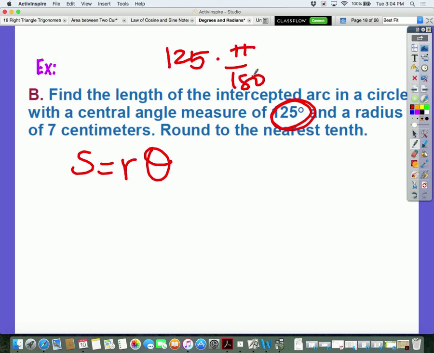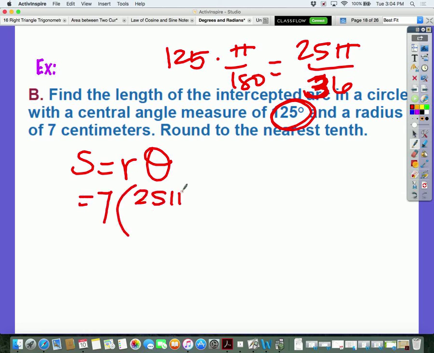And what is that? 25 pi over 36. I put it in my calculator. Okay? So there is your angle. So I plug in 7 for my radius, 25 pi over 36 to get my arc length. If I try to plug in 125 degrees, I'm going to get something that's completely different. And rounding to the nearest 10, what is the length of my arc?